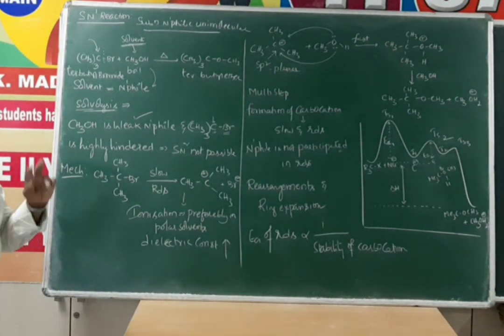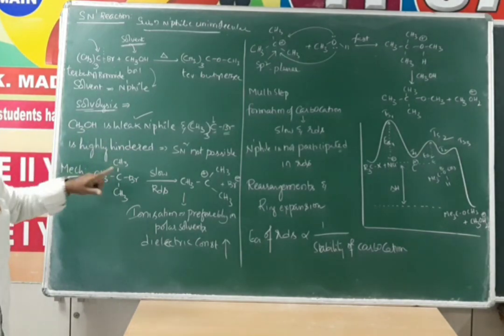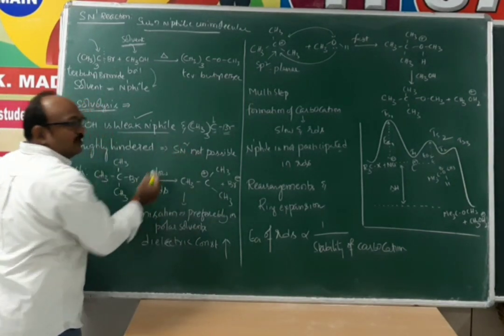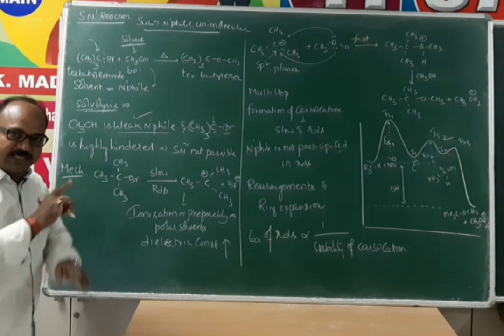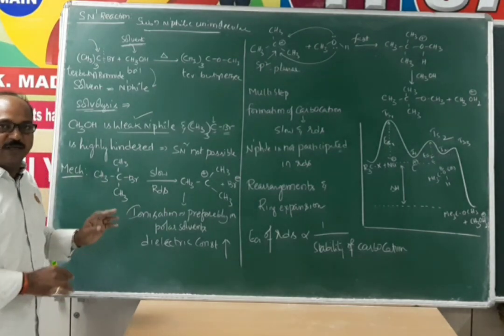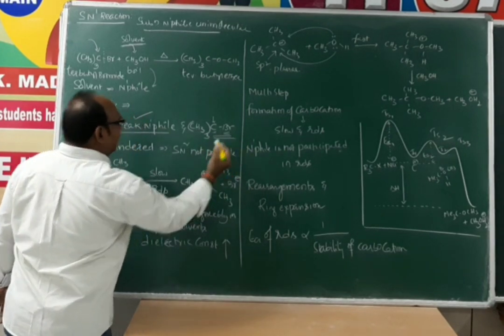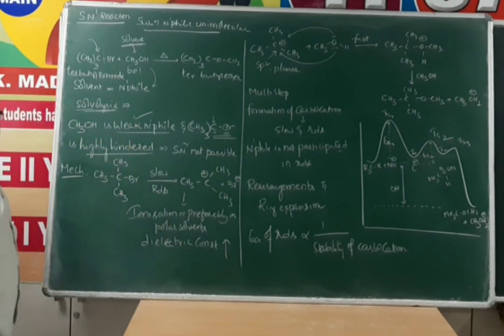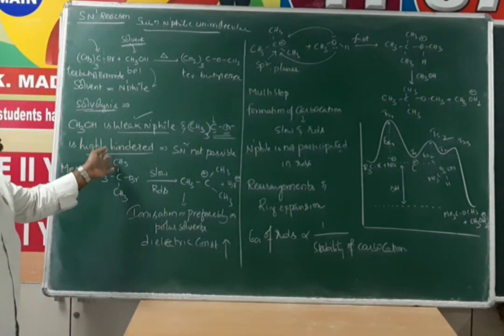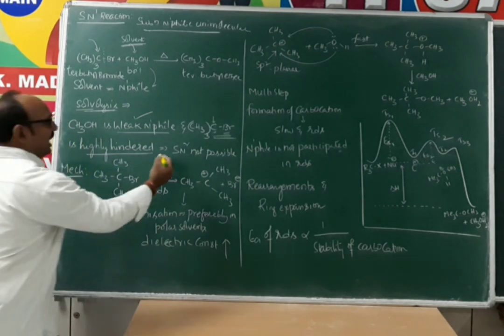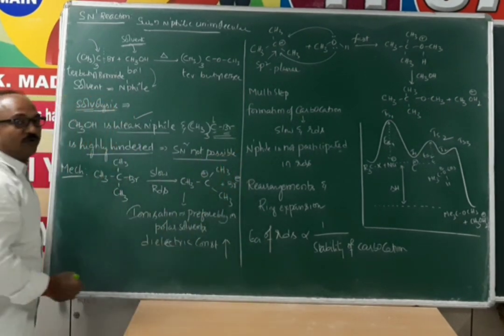There are two parameters. One is the nucleophile which we are using, that is a weak nucleophile. Because of the weak nucleophile, SN2 is not possible. SN2 reaction requires a strong nucleophile. And tertiary butyl bromide is a highly hindered one. Because tertiary butyl bromide is highly hindered, SN2 reaction is not possible here.